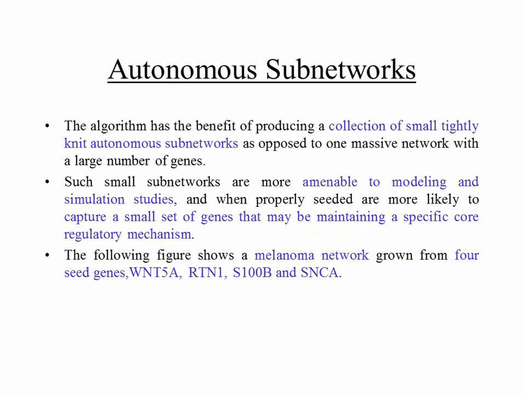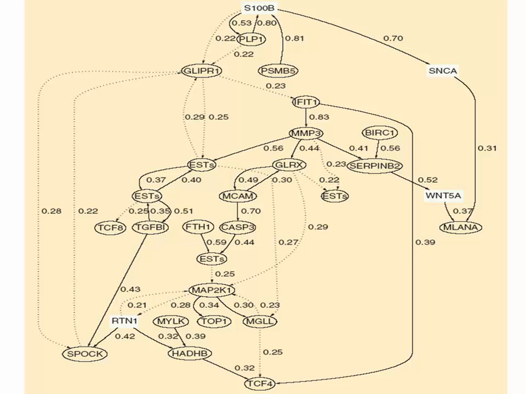And here is an example of that. This is in the context of melanoma. These genes are important: WNT5A, SNCA, S100B, RTN1. These are very important genes in the context of melanoma. The biologist gave the authors of that particular paper the information that these 4 genes are important. So now you're trying to grow this network using the data, starting with these seed genes.